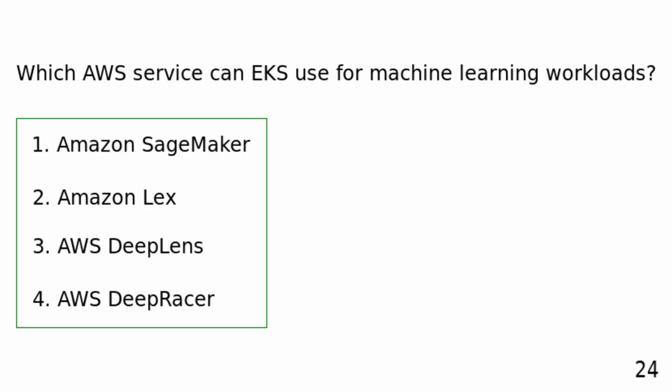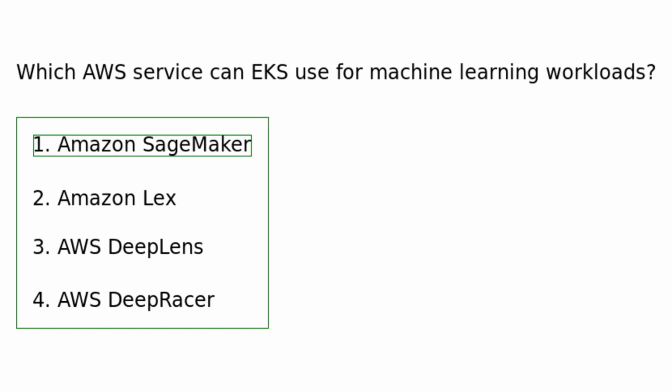Which AWS service can EKS use for machine learning workloads? Amazon SageMaker, Amazon Lex, AWS DeepLens, AWS DeepRacer. EKS can work with Amazon SageMaker to deploy and manage machine learning workloads.